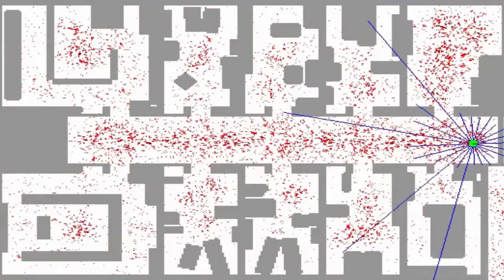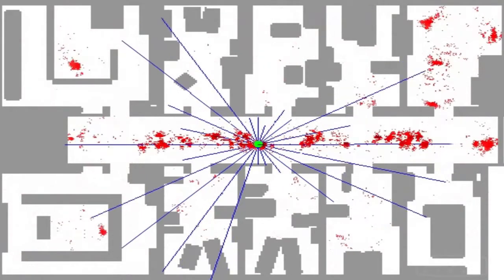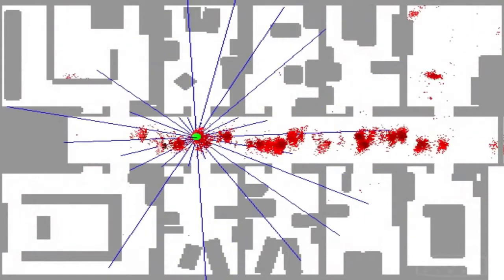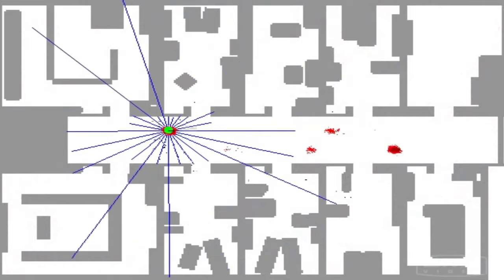Let me play this again. The essence of particle filters is to have these particles guess where the robot might be moving, but also have them survive using effectively survival of the fittest, so that particles that are more consistent with the measurements are more likely to survive. And as a result, places of high probability will collect more particles and therefore be more representative of the robot's procedural belief.